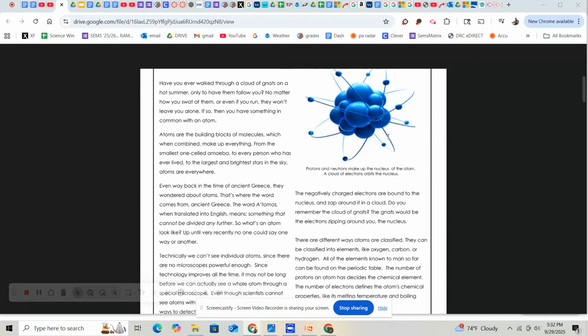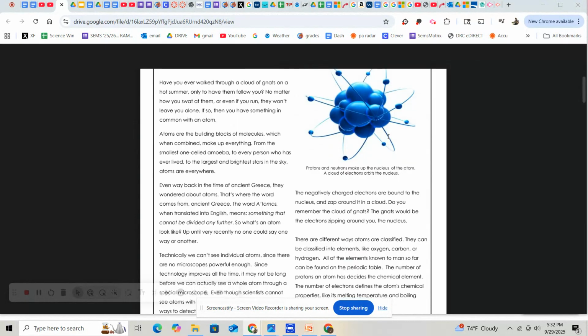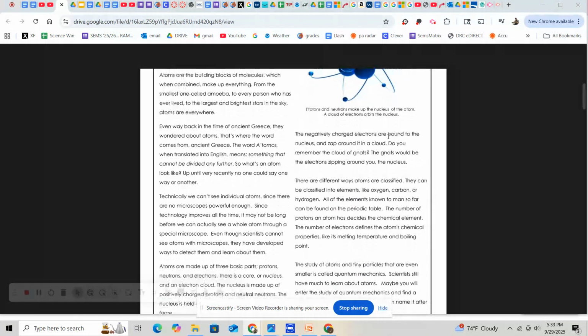Atoms are the building blocks of molecules. When combined, they make up everything, from the smallest one-celled amoeba to every person who has ever lived, to the largest and brightest stars in the sky. Atoms are everywhere.